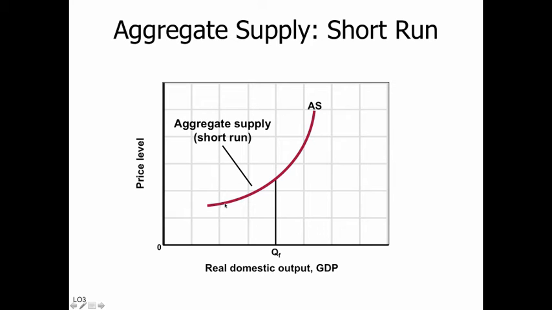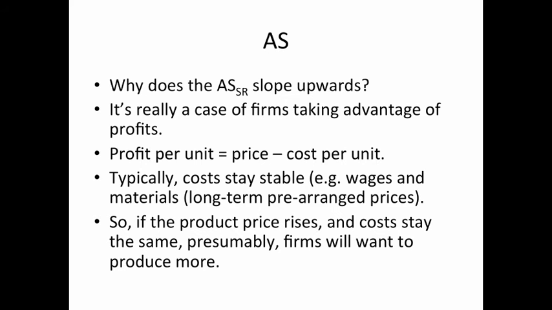Also note that it's not a constant slope. The aggregate supply curve, as we move into the right, as we're producing more and more, is getting steeper and steeper. And there's a reason for that I'll discuss. So why does the aggregate supply curve in the short run slope upwards? It's really just a case of the firms taking advantage of profits per unit. So what are profits per unit? Profit per unit is the price that the firm can sell their good for minus the cost of making the good. So that's the profit they make from each unit.